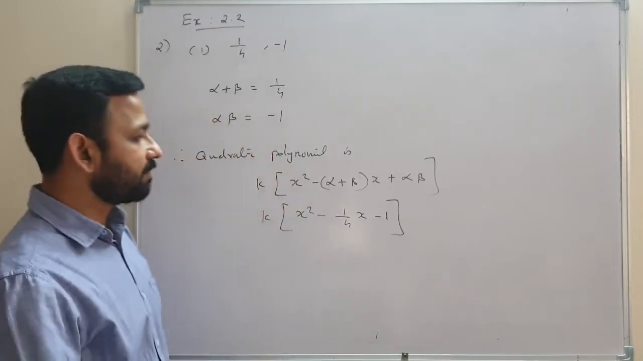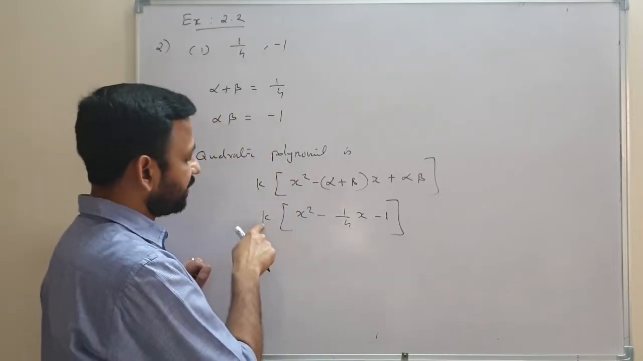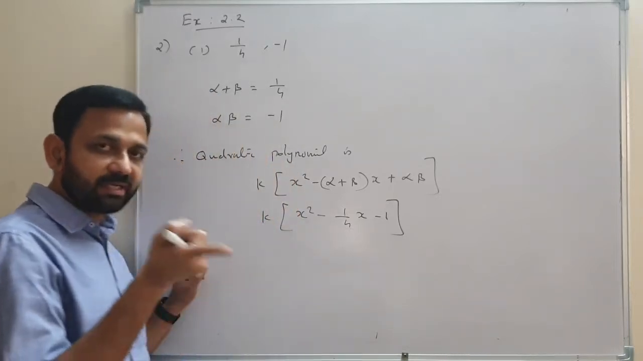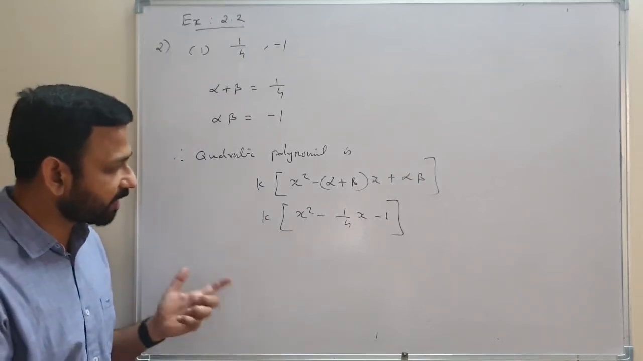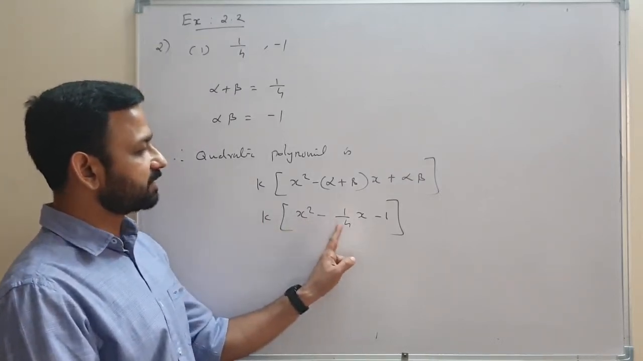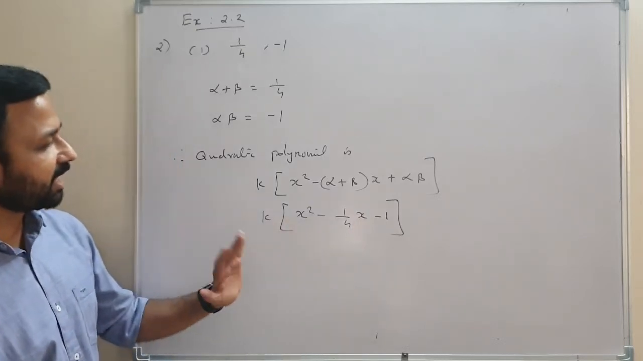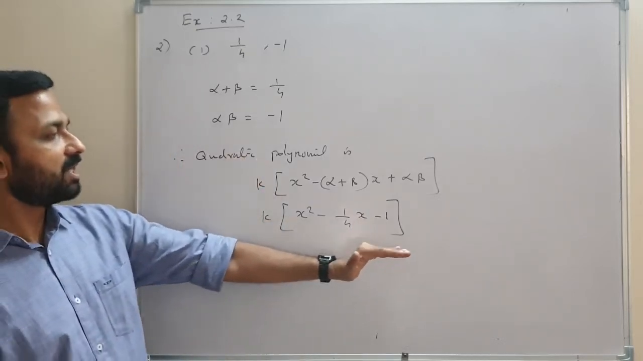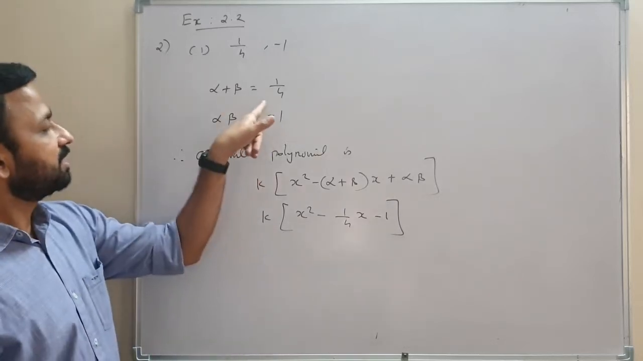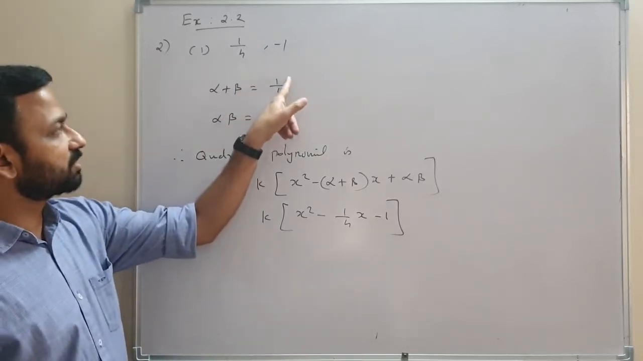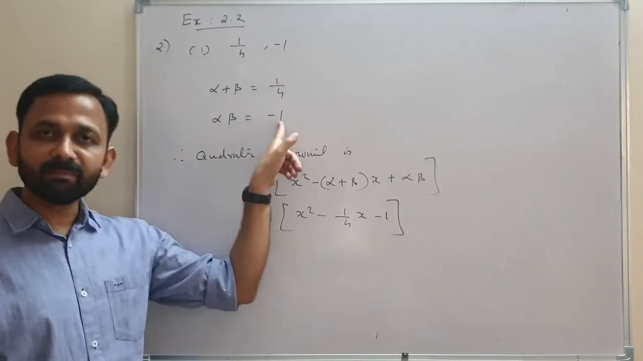So if you want to get the back side answer, if you replace k by 4, you will get the back side answer. If you replace k by 1, your answer will be x square minus 1 by 4 into x minus 1. So that is also a correct answer. So we will get infinite number of quadratic polynomials with the sum of the zeros 1 by 4 and the product of the zeros minus 1.